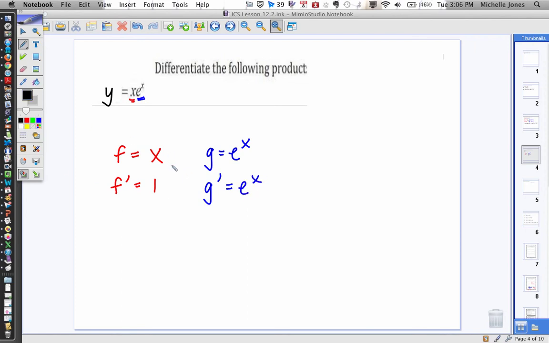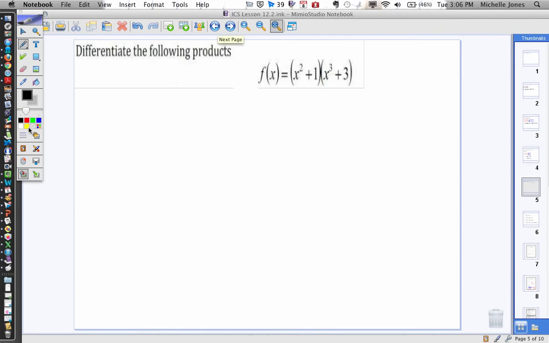So now I'm going to take my two parts and multiply them together. So I get x times e to the x, and then I add that with my second part, 1 times e to the x, and there's my derivative. That's my answer. Now, of course, you could factor out an e to the x and be left with e to the x times x plus 1. Let's try one more.